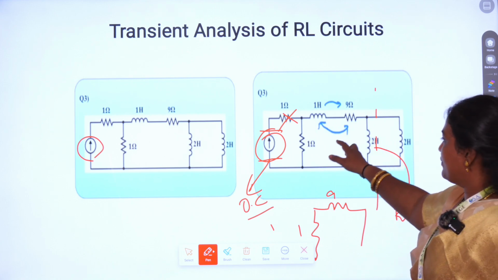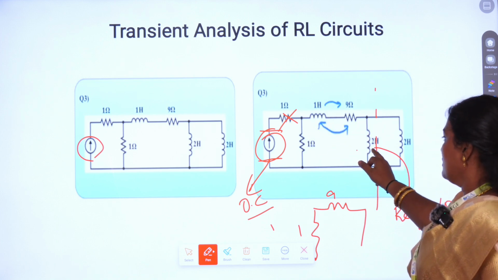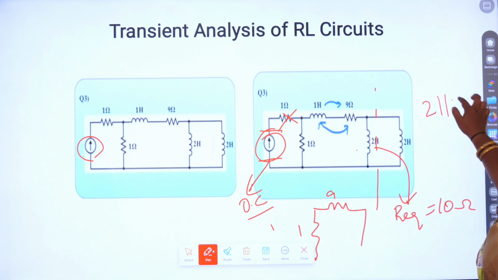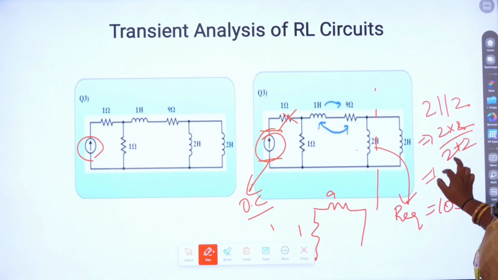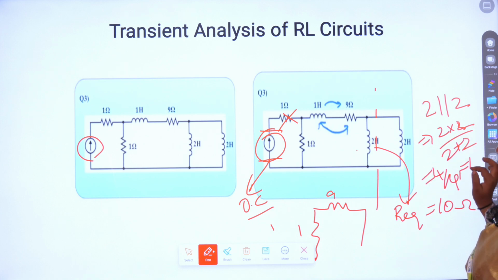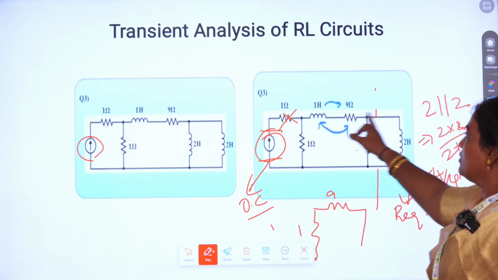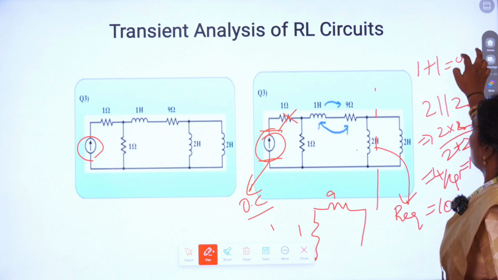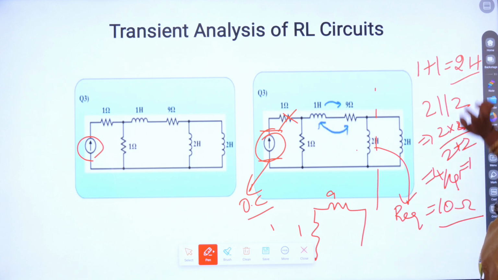Next, you have to calculate the Henry. Say this is 2 Henry and this is 2 Henry. So this 2 is parallel with 2. I can write it as 2 cross 2 divided by 2 plus 2. So it is 4 divided by 4, which is 1, and along with that I have 1 more Henry. So I can write it as 1 plus 1, so that is 2 Henry.